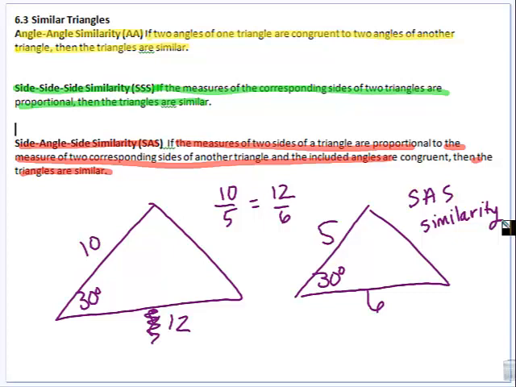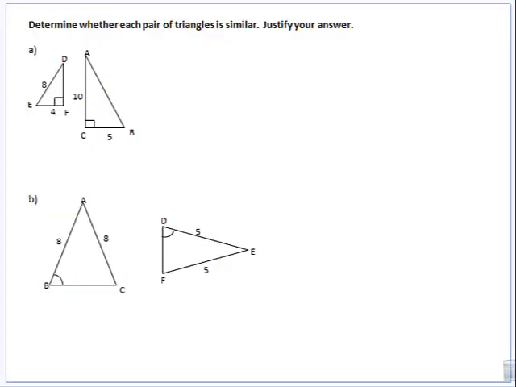Okay, we're going to try a couple of examples, just deciding whether or not triangles are similar. We want to decide if the triangles are similar, and then we need to justify our answer. So, this first example. We always want to look for angles being the same, because if we have two angles the same, we can say that they're similar. So that's always the first thing we want to look for.